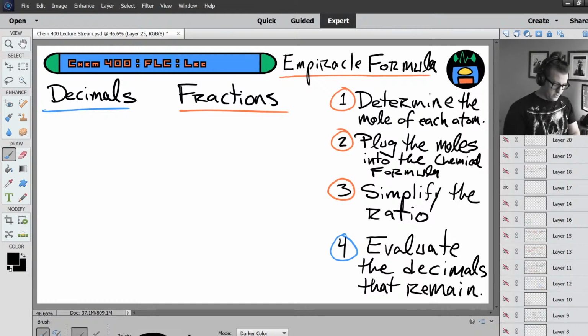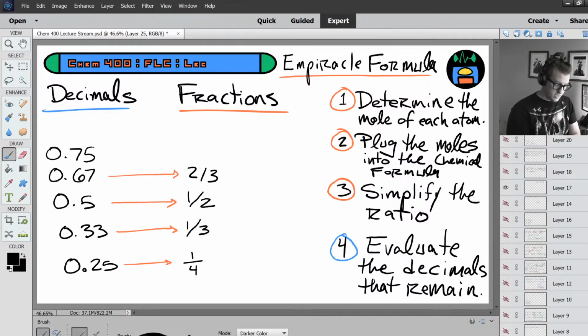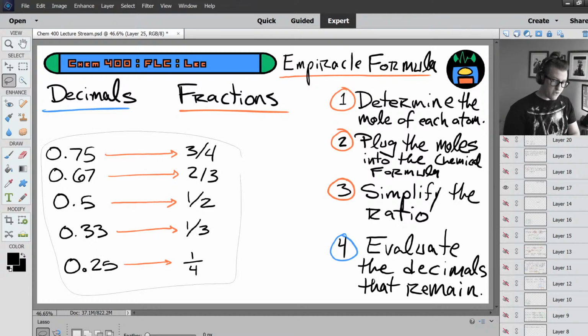So if you have 0.25 for your decimal, this as a fraction is 1/4. 0.33, the decimal, as a fraction is 1/3. 0.5, we have already talked about that, as a fraction is 1/2. 0.67 as a fraction is 2/3. And finally 0.75 as a fraction is 3/4.